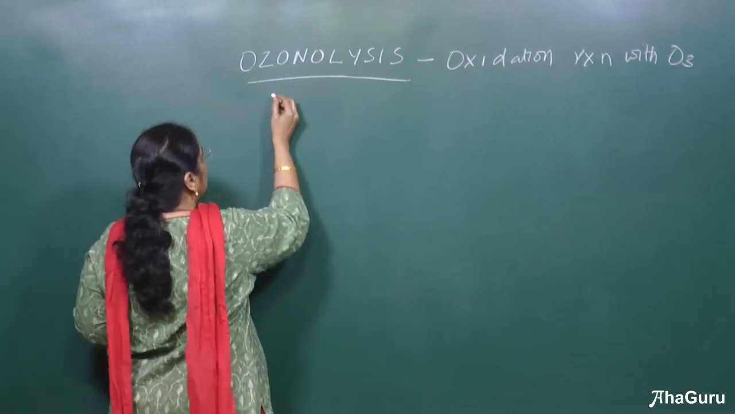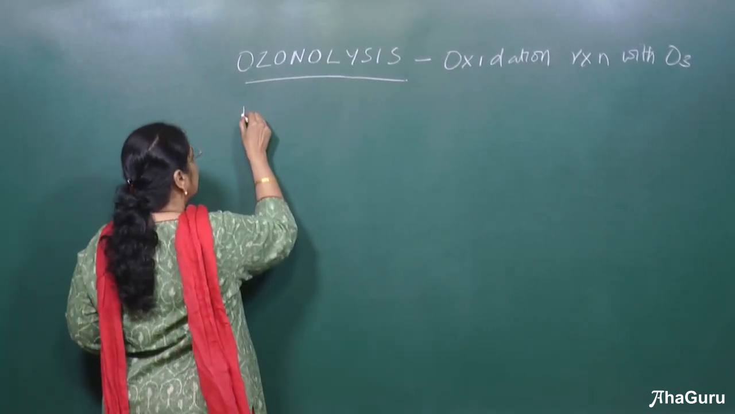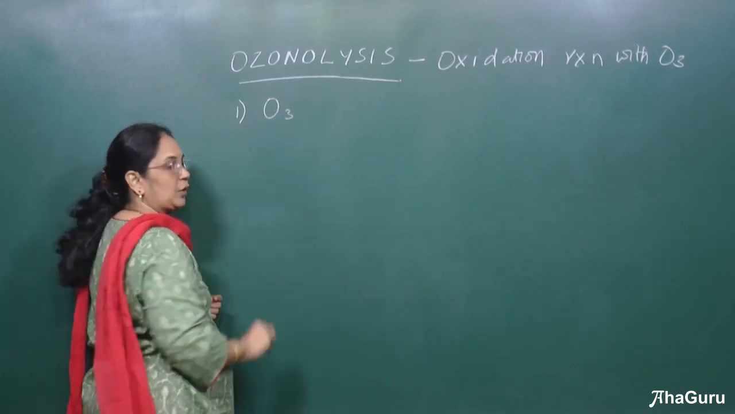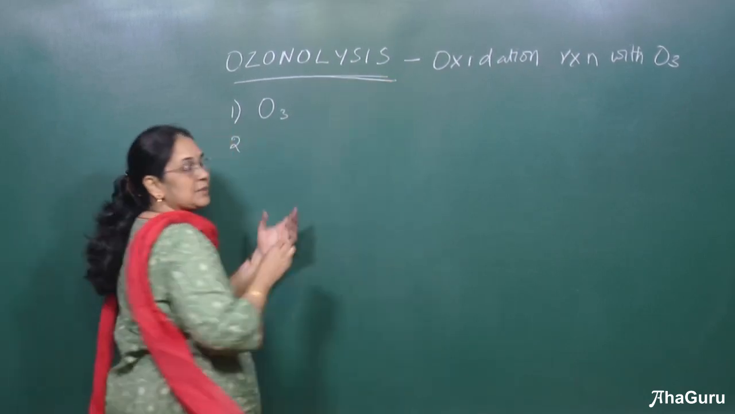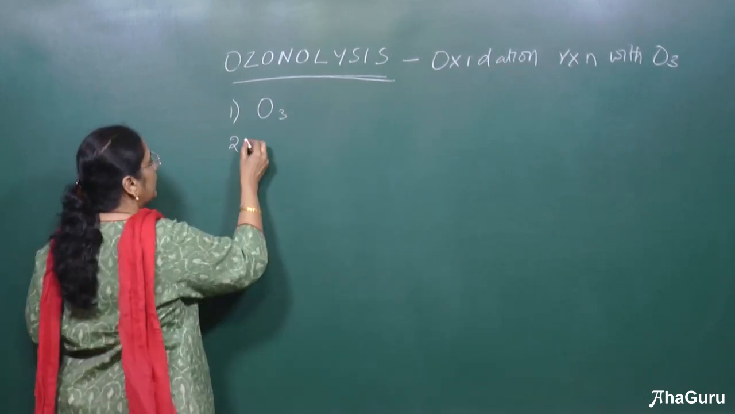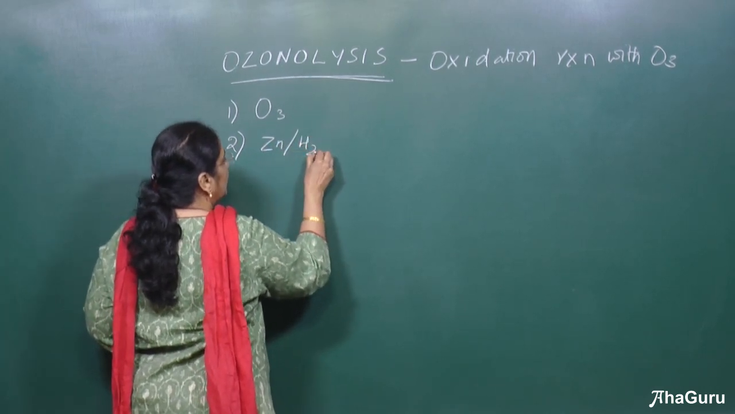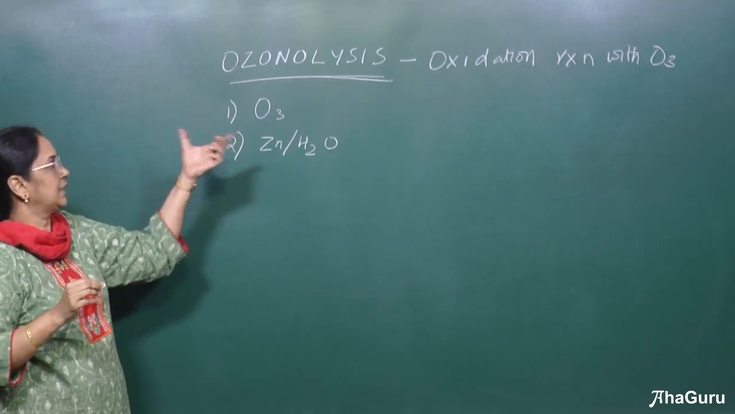Okay. So, now what is this ozonolysis? Ozonolysis is a two-step reaction. In the first step, we will be treating with ozone, O3. In the second step, lysis, that is breaking of a bond, we will be using zinc and water. So, these are the two steps involved in the ozonolysis reaction.